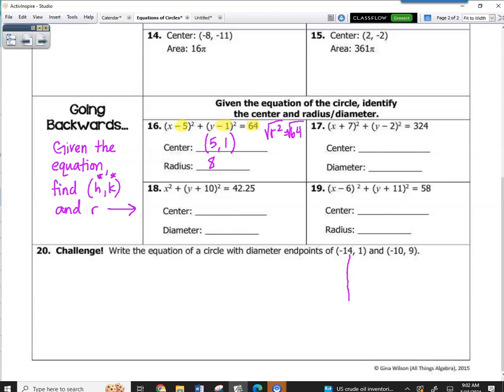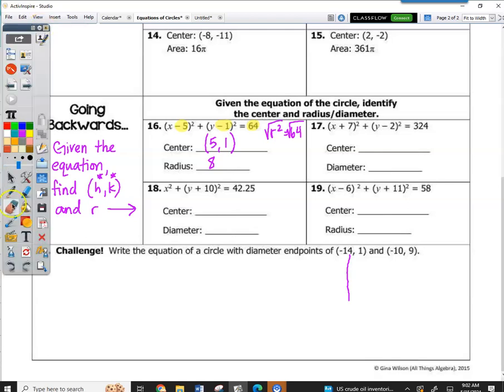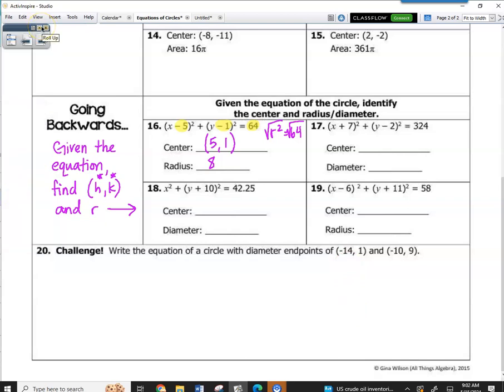All right, let's do 17. Pull H, K, and I'm not familiar with 324, so you have to go to your calculator and square root it and see if it's pretty or ugly. It's pretty? Okay.